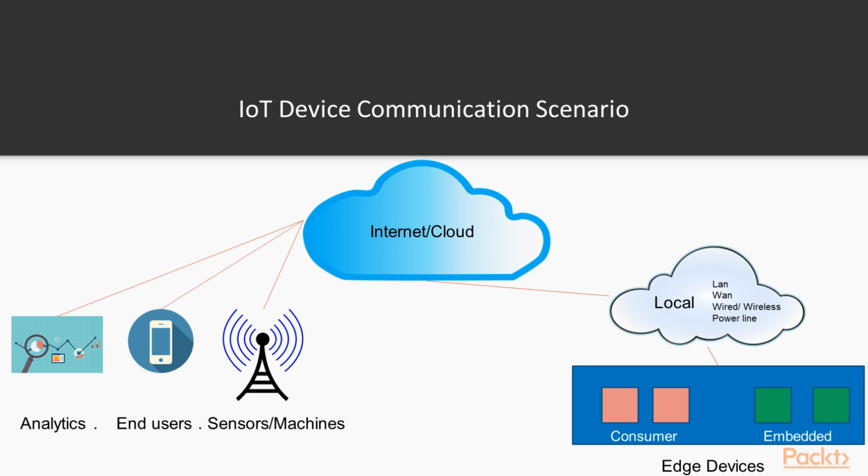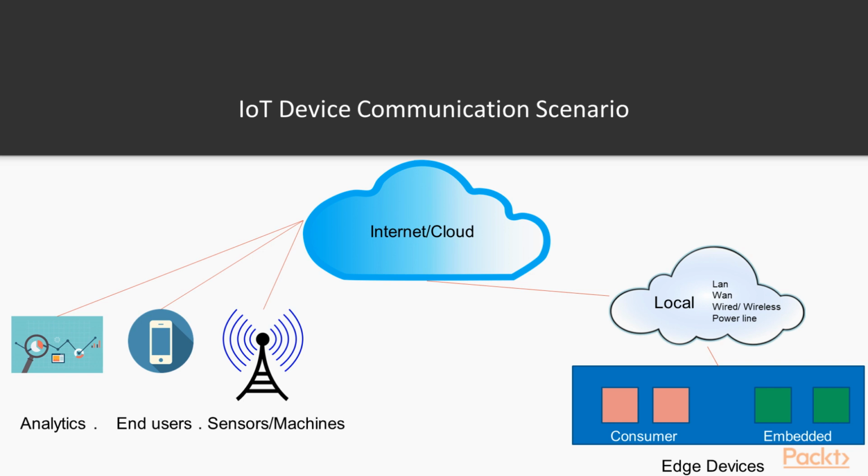So who are your end users? It could be a company which wants to derive analytics, take decisions, automate things, and make certain processes smart and efficient. It could be end users like you and me using a phone application to switch on and switch off devices at home. Or it could also be other sensors and machines using this information.